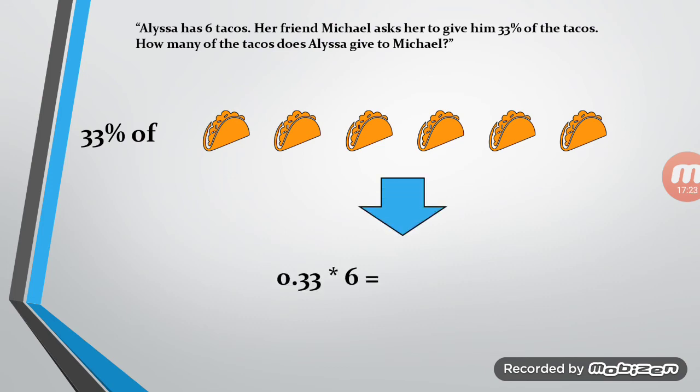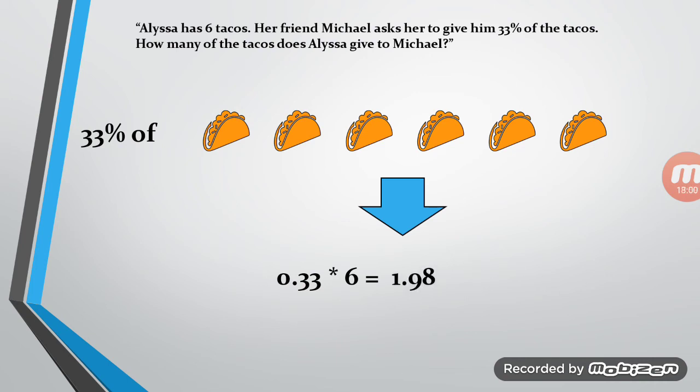Well, to figure that out, we're going to do 0.33, and why are we doing that instead of the 33%? Well, like I said previously, with the decimal point. 33% doesn't have a decimal point, as you can see, but if you're to imagine a decimal point on the right side of the second 3, and you scoot it over in front of the first 3, you're given 0.33, which is 33% in decimal form. So we'll do 0.33 times 6, the total number of tacos, which gives us 1.98.